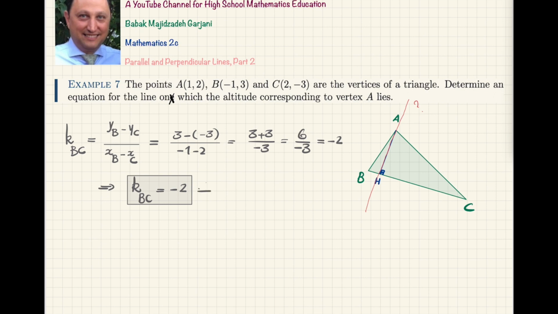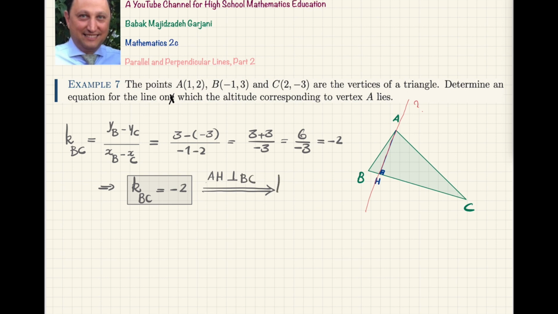So what is the k value of my missing line? I am not interested in BC. I am using BC to solve my problem. When I know that k of BC is equal to this, let me write it more carefully. Because I know that these two lines are perpendicular, so I know that AH is perpendicular to BC.